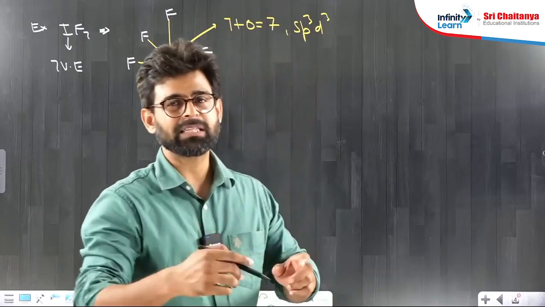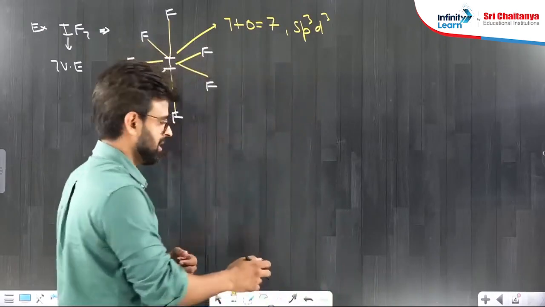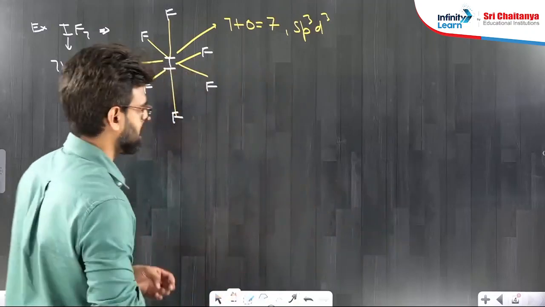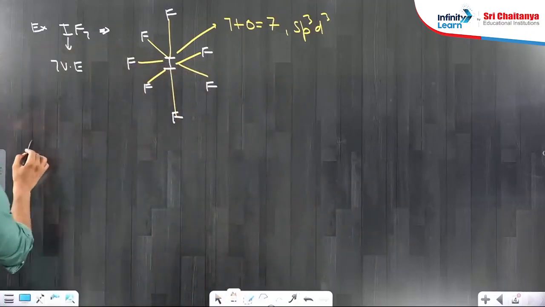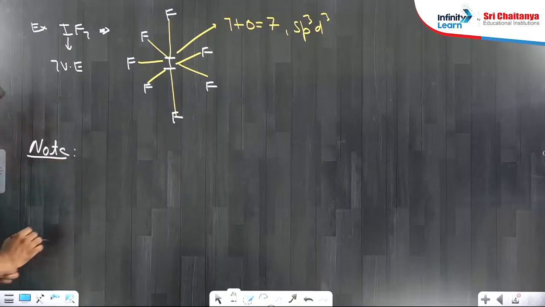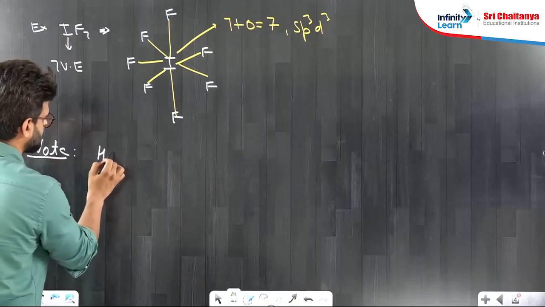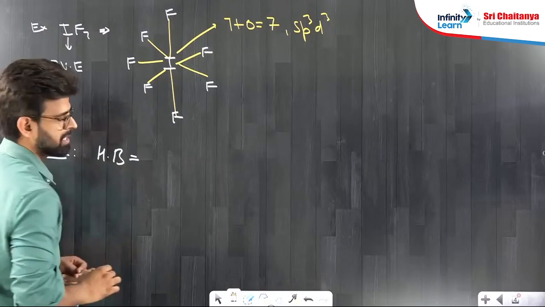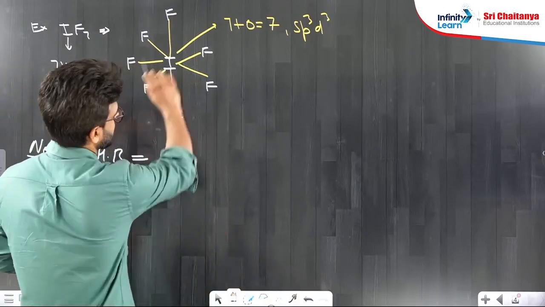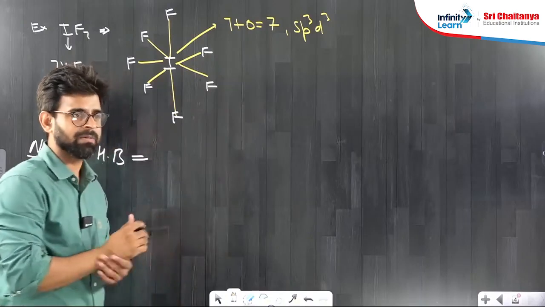So I'm sharing one more shortcut to find the hybridization, because most of the time they ask this type of question: find the hybridization of the central atom. So one more shortcut I am writing here. How can we find hybridization without even making the structure? Every shortcut has some limitations, but the structure method does not have any limitation.